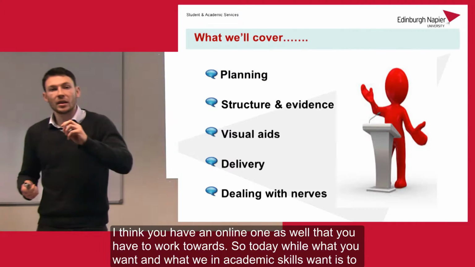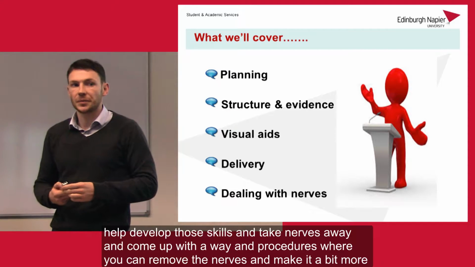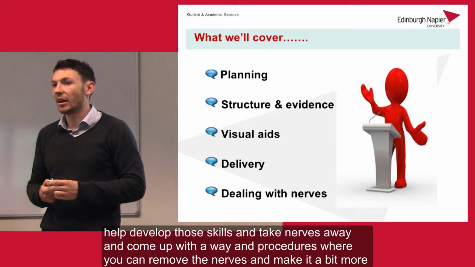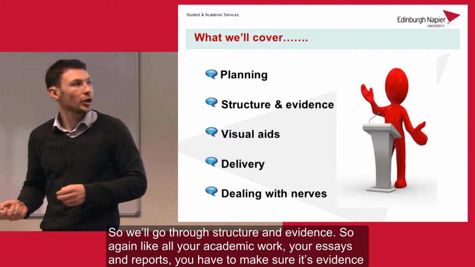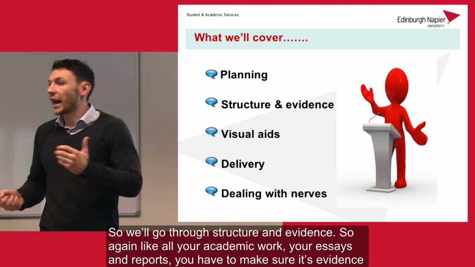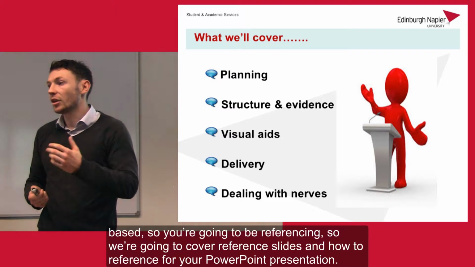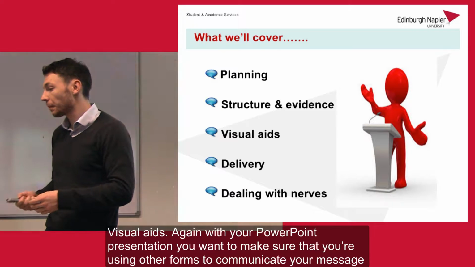So today, what Hughes wants and what we in Academic Skills want is to help develop those skills and take the nerves away, and come up with ways and procedures that you can use to remove the nerves and make it a bit more confident. So we're going to go through structure and evidence. Like all your academic work, your essays and reports, you have to make sure it's evidence-based. So you're going to be going through referencing. We'll cover how to reference slides and how to reference for your PowerPoint presentation.